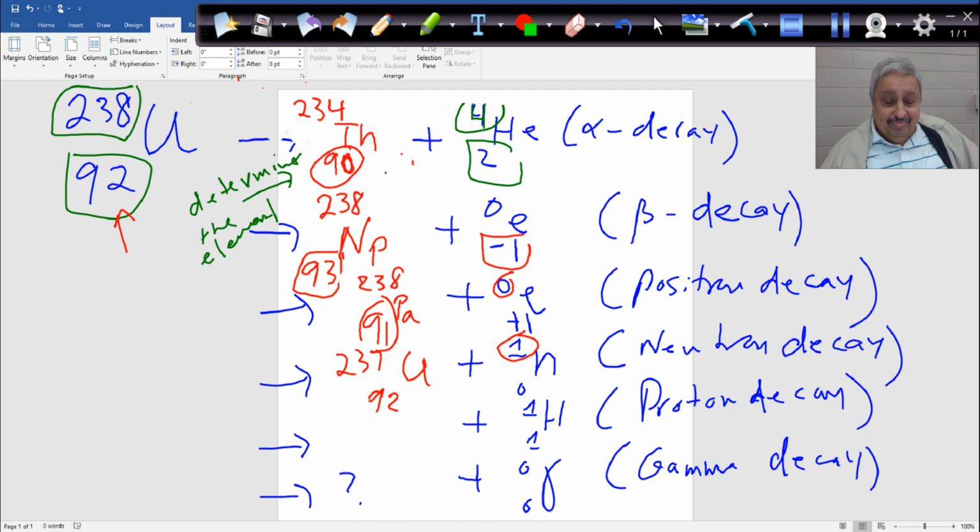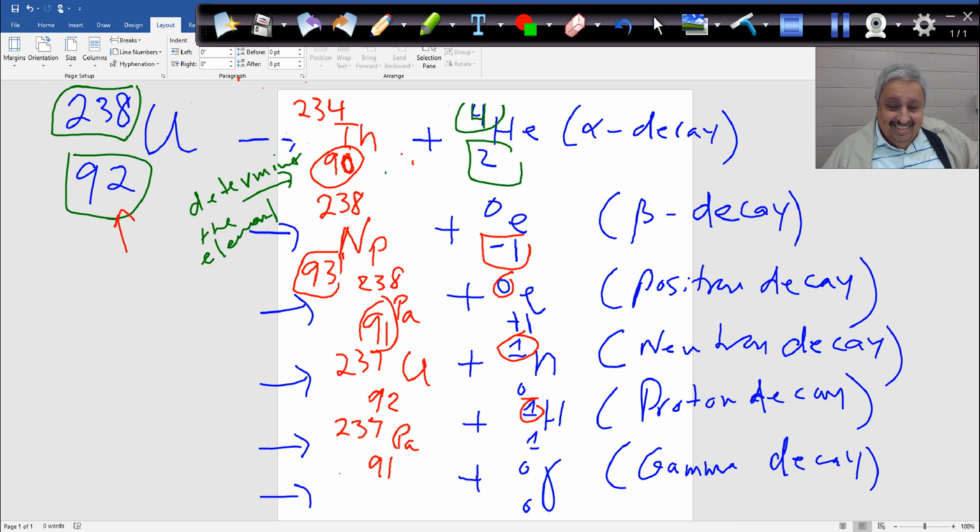How about the next one? How much? This is 1, so what will it be? 237, that's correct. So this is 237 because hydrogen is 1, correct? How about the bottom? How much? 91, correct? Pa. Okay, guys. How about the last one?